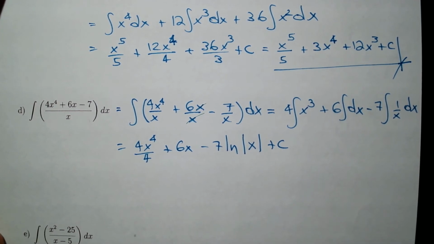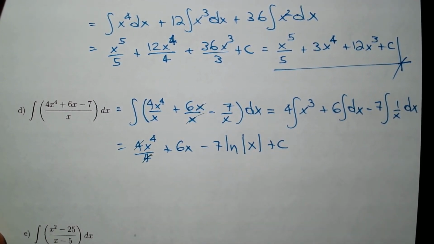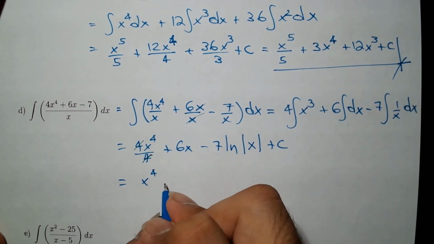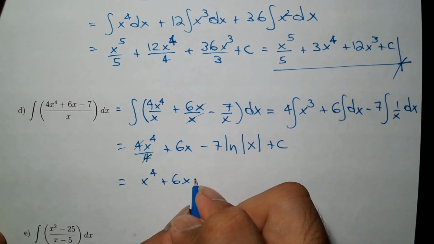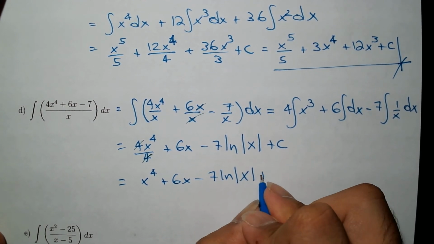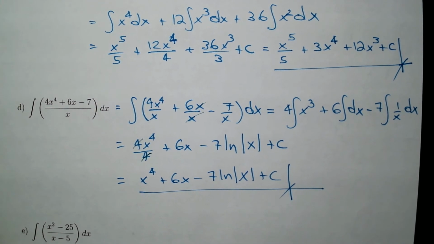Can we simplify anything a bit further? Yes. Notice how these 4's can go away, leaving us with x to the 4th plus 6x minus 7 ln of absolute value of x plus c. And final answer.